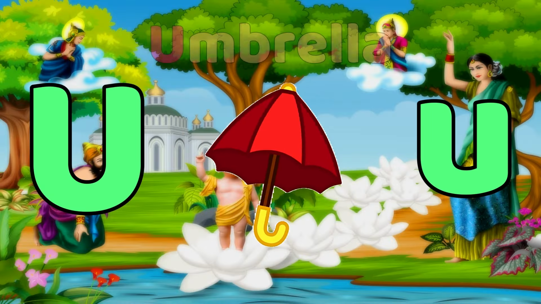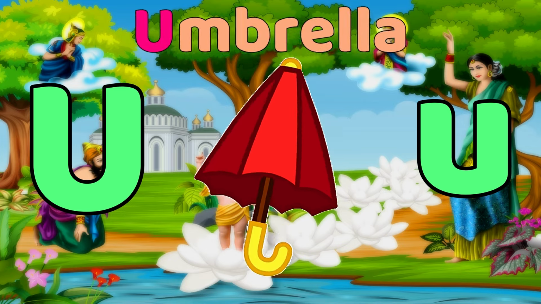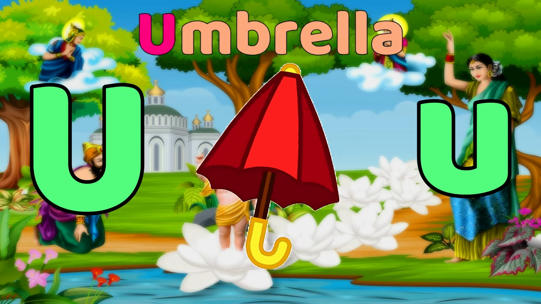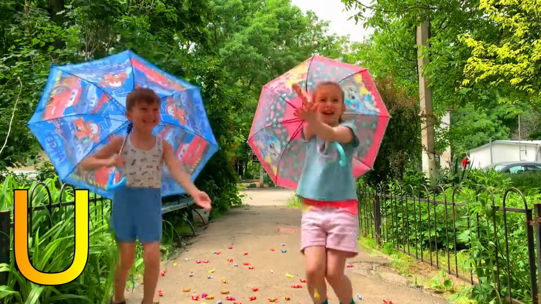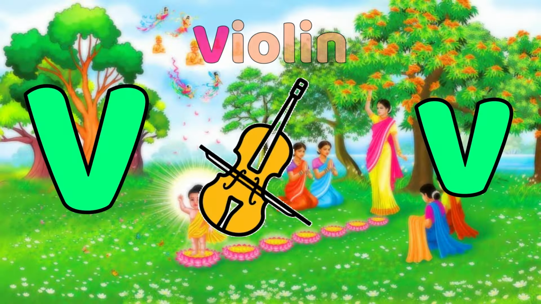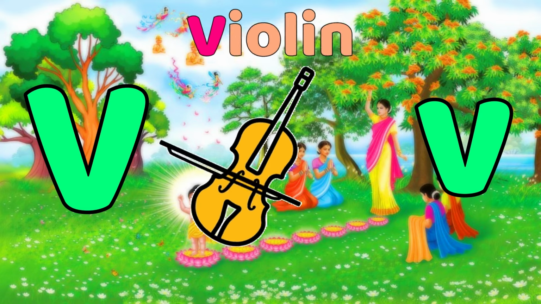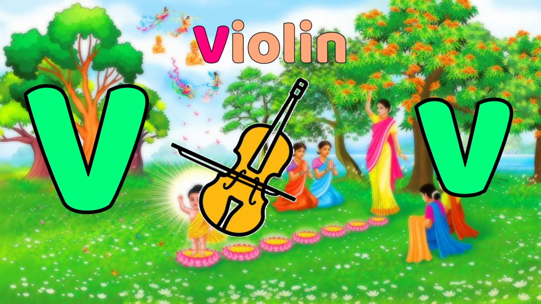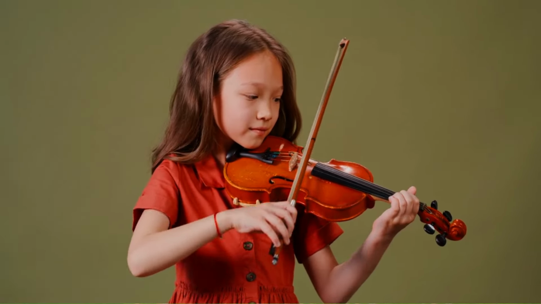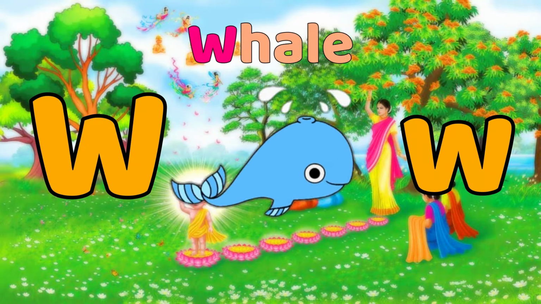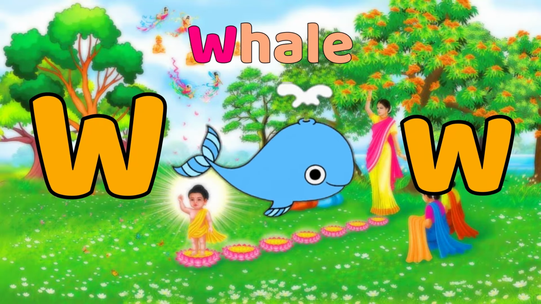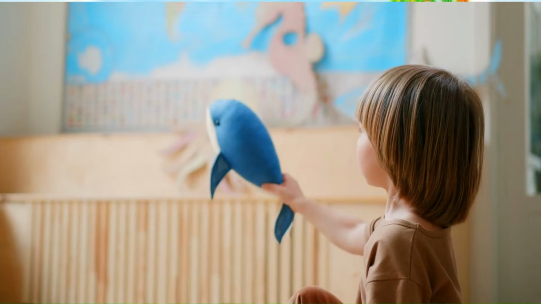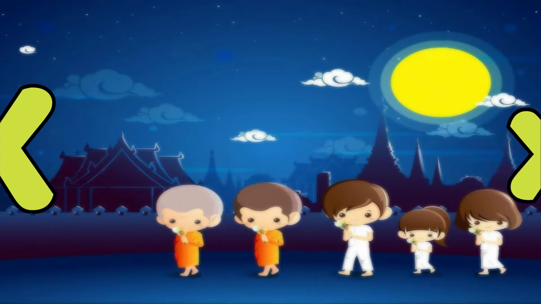U is for umbrella, umbrella, umbrella. U, umbrella. V is for violin, v, v, violin, v, v, violin, v, violin. W is for whale, w, w, whale, w, w, whale. W, whale.